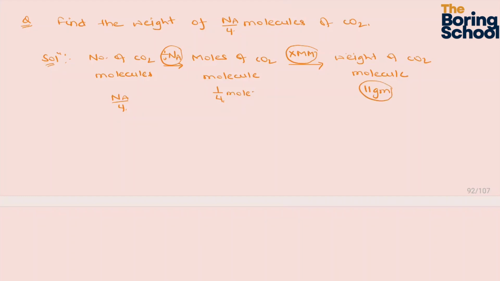This is very simple if you remember the Y map. The interconversion from number of entities to mass of entities, volume of gas at STP, or from mass of entities to number of entities or volume of gas at STP, or from volume of gas at STP to number of entities and weight of entities will be very, very simple.